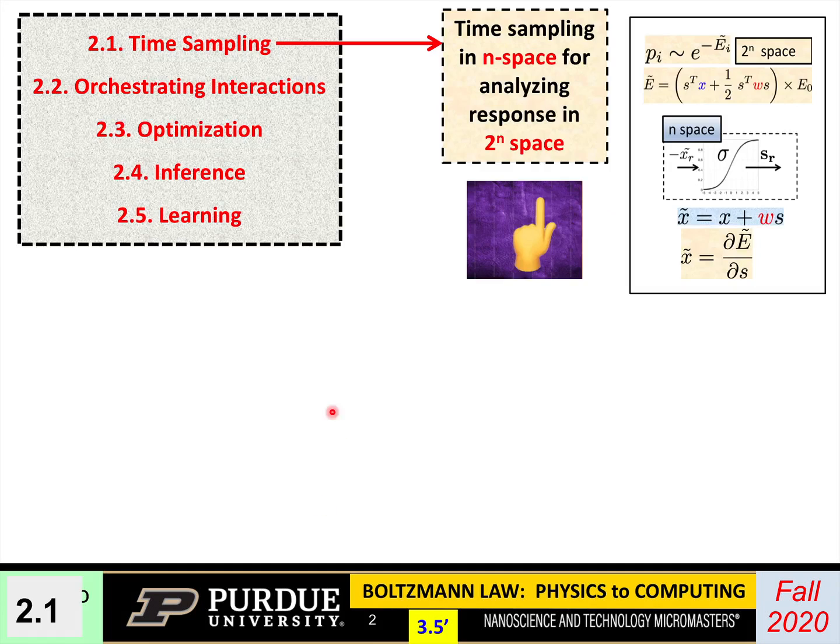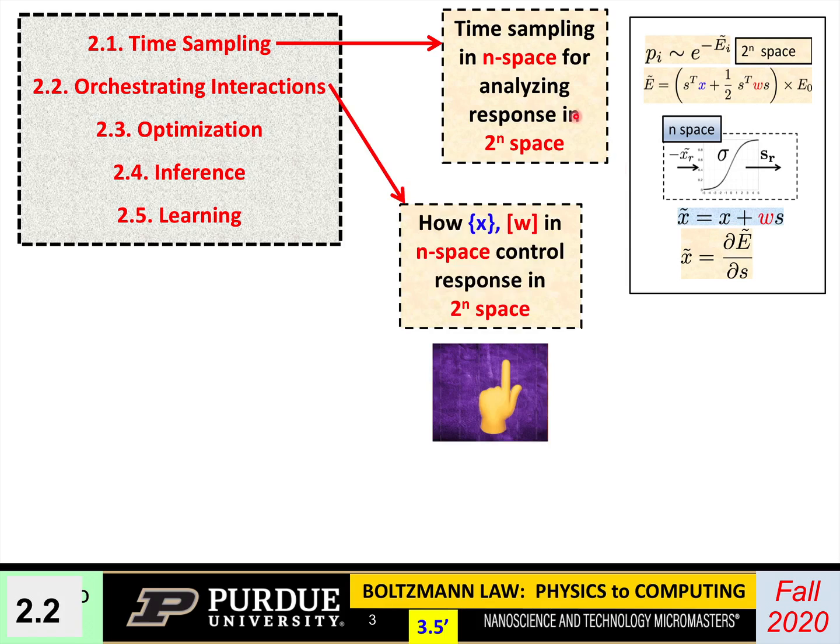Now, in week 2, if you remember, the first lecture we started by introducing this sampling method, this time sampling, which works in this n space, but allows us to get accurate results for the response in this 2 to the n space. As you know, one of the basic points I've always stressed is how 2 to the n can be huge when you scale up. That tells you the total number of configurations, whereas n is the number of bits. And this method, this time sampling method, is what we introduced in this first lecture.